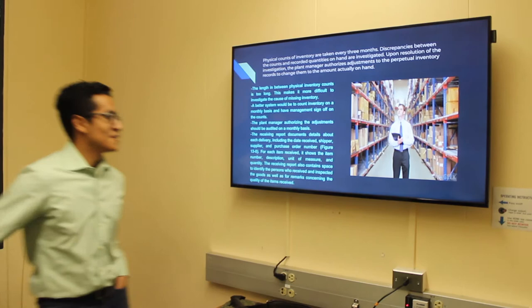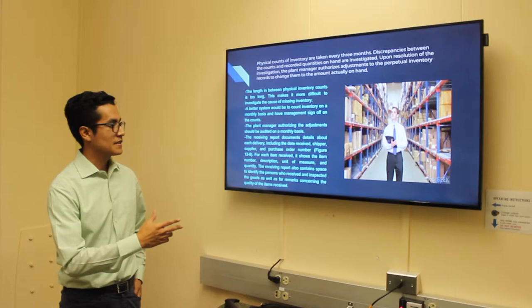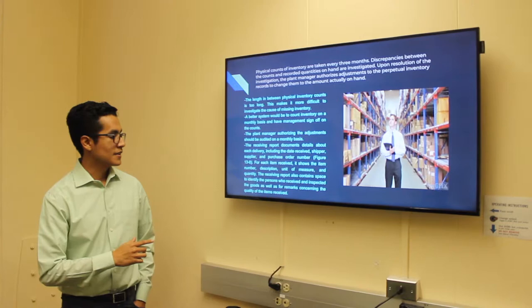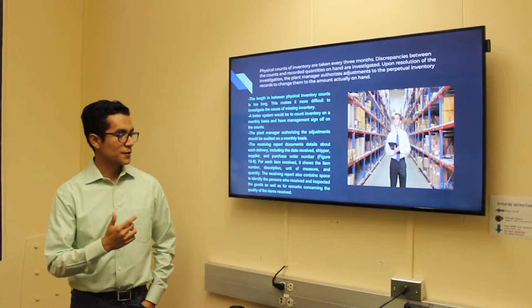So the receiving reports are details about each delivery, including the date received, the shipper, and the purchase order number. For each item received, it shows the item number, description, unit of measure, and the quantity. The receiving report also contains space to identify persons who received and inspected the goods, as well as remarks concerning the quality of the items received.